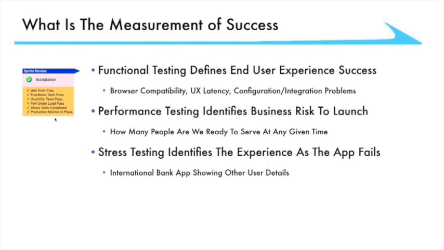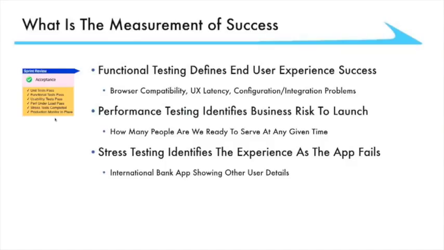So that's functional testing. Performance testing identifies the business risk to the launch of the app. Basically it answers for the business manager the question of how many people is the app ready to serve at any given time. In the case of Doritos, Frito-Lay, who has this product, Doritos, it's basically crisps or chips here in the States, they wanted to make sure that the app would be able to serve 50,000 typical user transactions every 10 minutes.